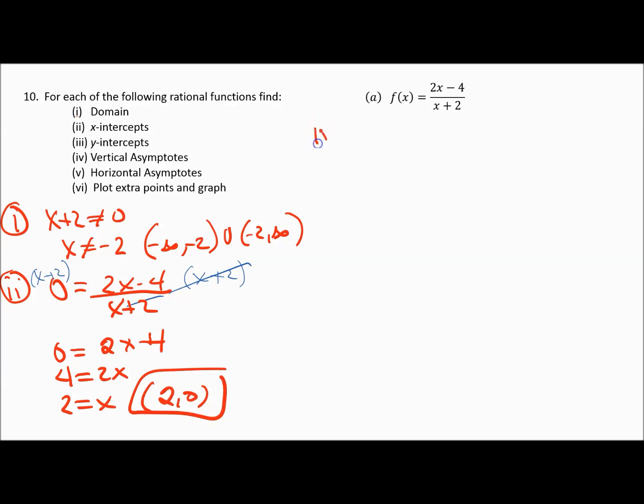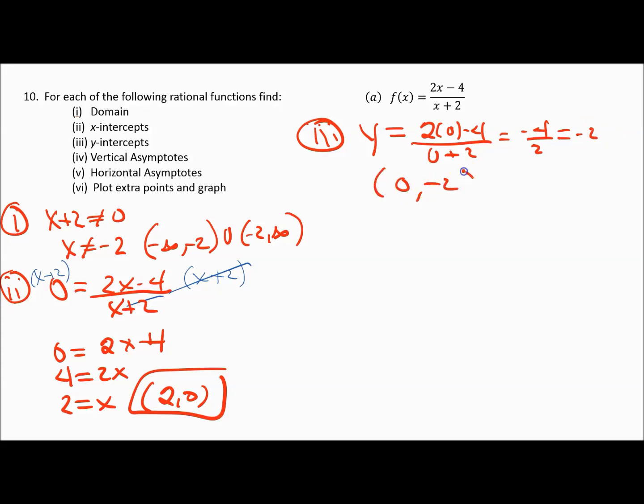Number 3, the y-intercept. That's when you substitute 0 in for your x value. So you could say f of x is y, 2 times 0 minus 4, divided by 0 plus 2, gives me negative 4 over 2, which is negative 2. So that's the point (0, negative 2).